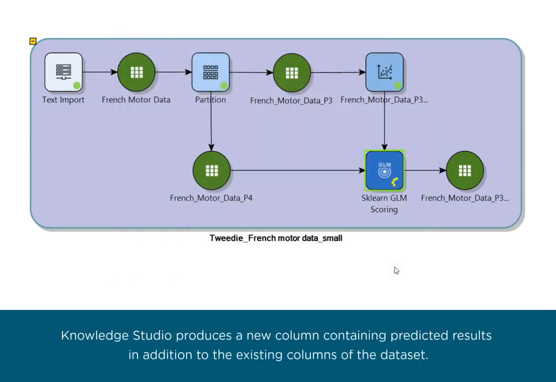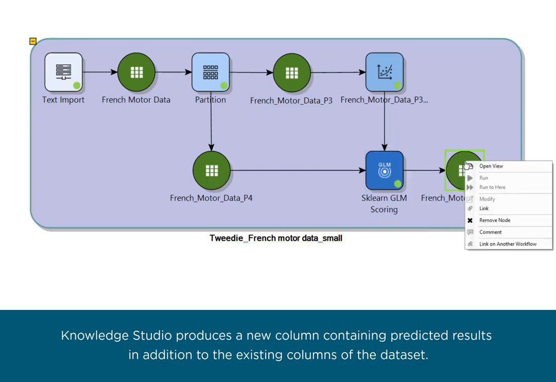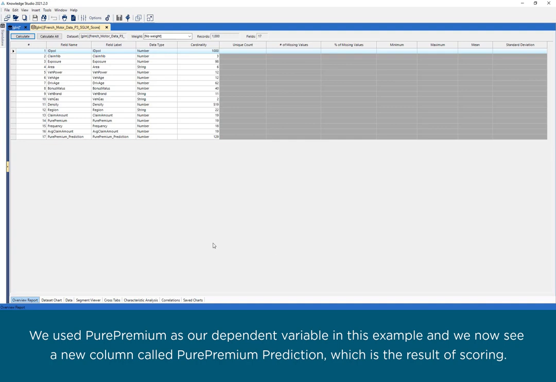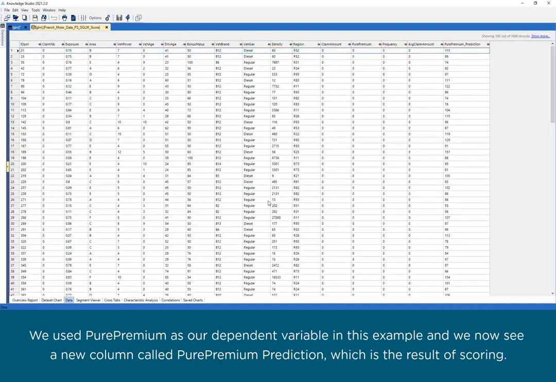Knowledge Studio produces a new column containing predicted results in addition to the existing columns of the dataset. We used Pure Premium as our dependent variable in this example, and we now see a new column called Pure Premium Prediction, which is the result of scoring.